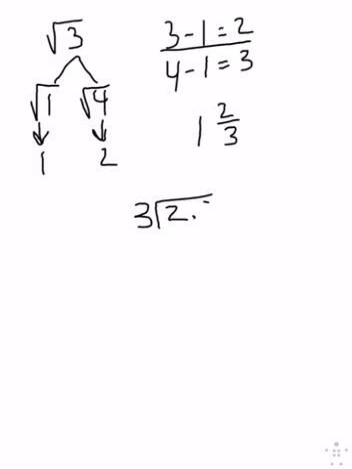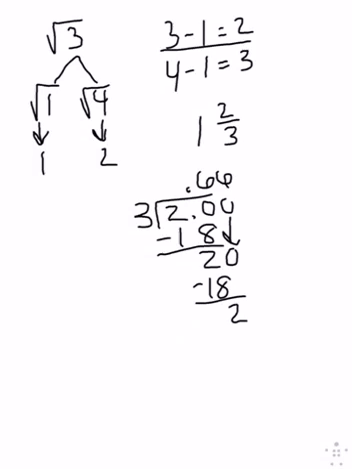But I need a decimal, so I'm going to set it up. 3 can't go into 2, so I add a decimal and a 0. 3 can go into 20 six times. I get 18, subtract, I get 2. Add a 0 and bring it down. This repeats: 3 goes into 20 six times, 18, subtract, and I get 2.